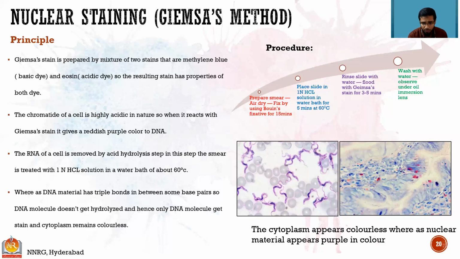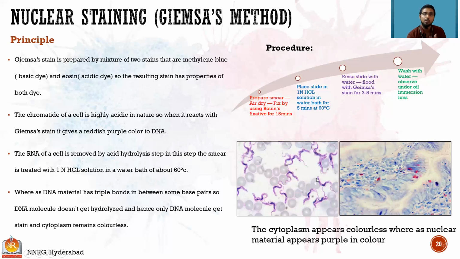So let us see the procedure. First, prepare smear, air dry, fix by using Boyne's fixative for 15 minutes. Boyne's fixative is a different procedure from heat fixing of the bacterial cells. Okay. Then place the slide in one normal HCl solution in water bath for 5 minutes at 60 degrees centigrade. Then rinse slide with water. Flood with Giemsa's stain. Okay. This is the main stain which is used for the DNA or genetic material to absorb the color. After adding the Giemsa stain, we need to wait for 3 to 5 minutes and wash with water, observe under microscope.